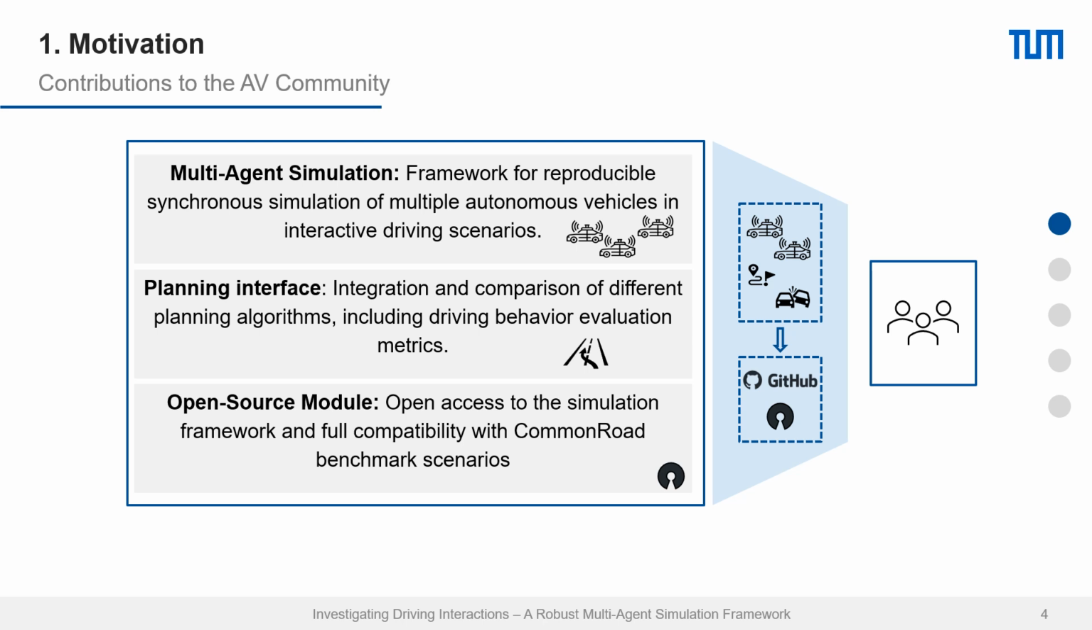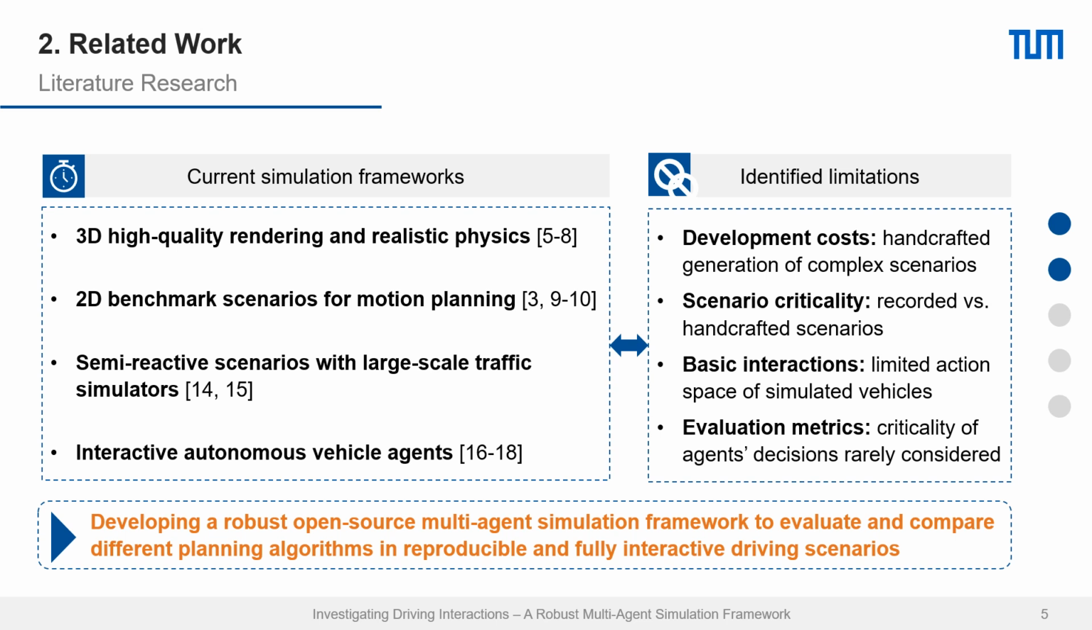For the comparison of different planning approaches, we provide an interface which allows the easy and efficient integration of individual motion planning algorithms. With that, it is possible to develop new trajectory planning techniques and test and evaluate them in our framework. We provide open access to the software to the AV community. The module can be downloaded from our GitHub page, and it is fully compatible with the freely available CommonRoad scenarios.